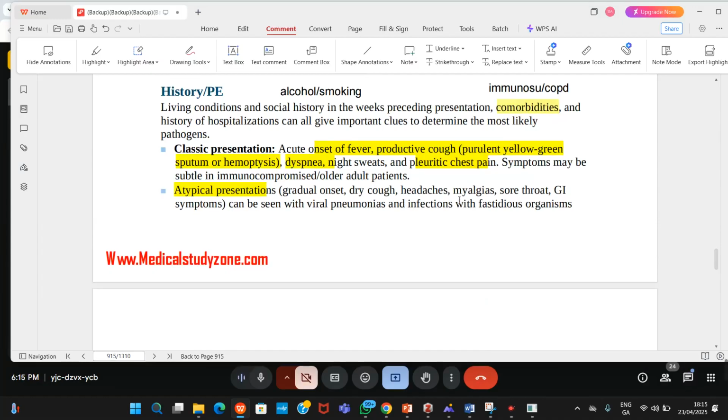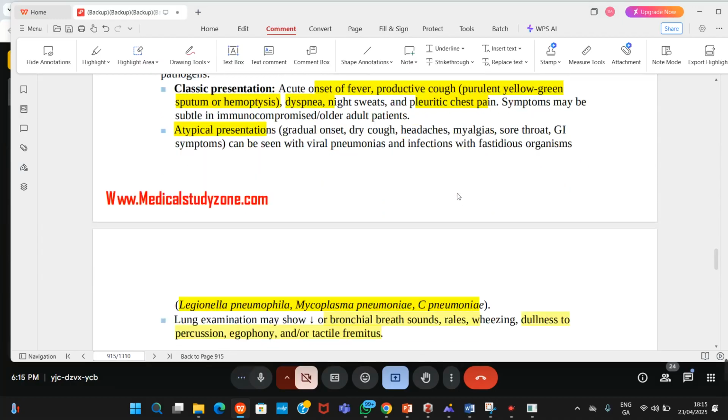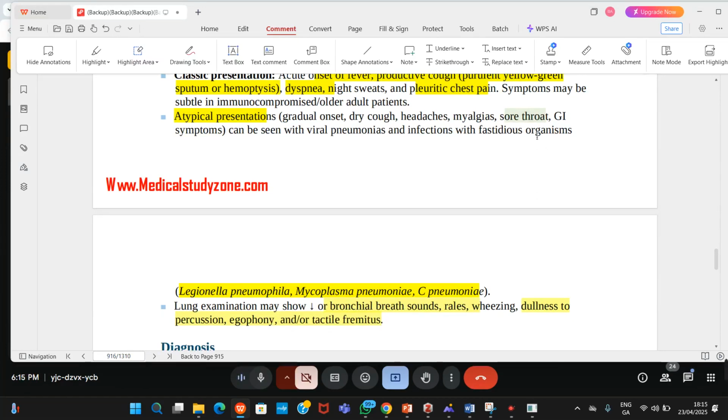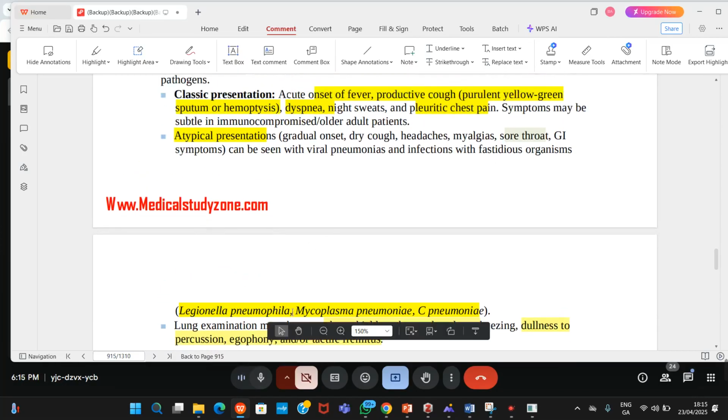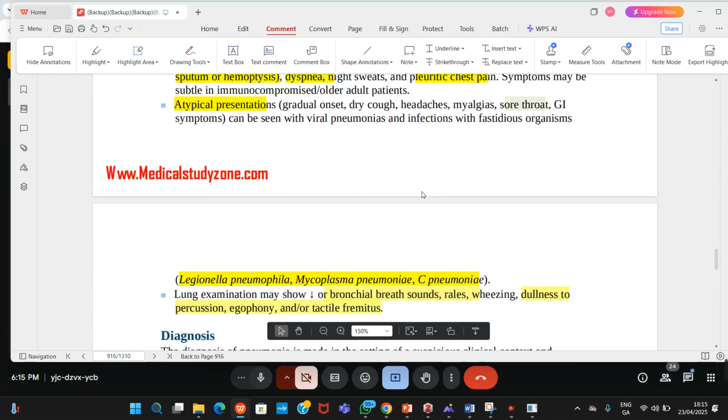If the person is having other constitutional symptoms like malaise, think about something else. It could be from influenza. If the person is having a sore throat, think about something else. It could be group A strep if it's a sore throat. If you are seeing GI symptoms, it could be Legionella. Legionella, GI symptoms.